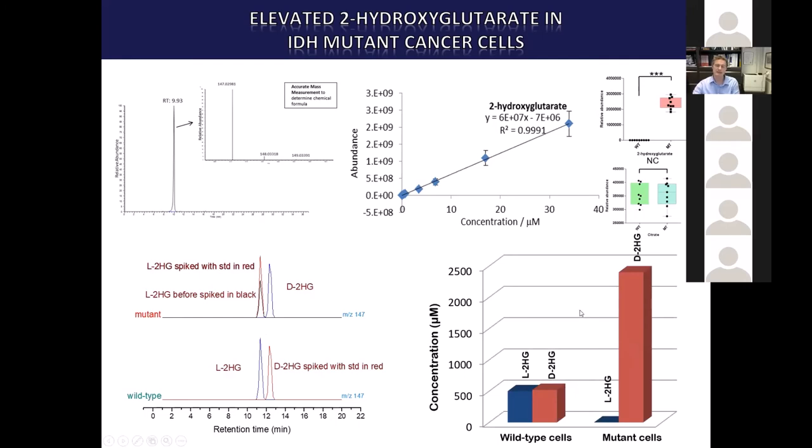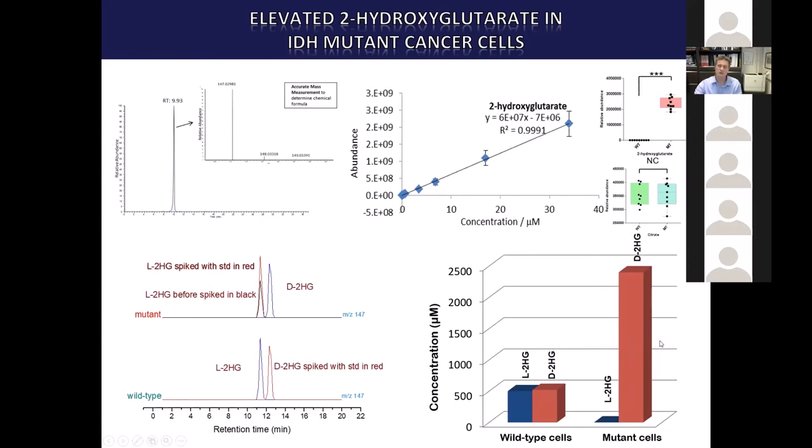One of the things that became clear is that when we look at the mutant cells, there's a differential now. In fact, it's only one of those enantiomers that is elevated. The other one, the L form, is not elevated in any way. These aren't in comparison, so it's not gone down. They're basically at the same level as the wild type cells, but the elevation is in the D form.